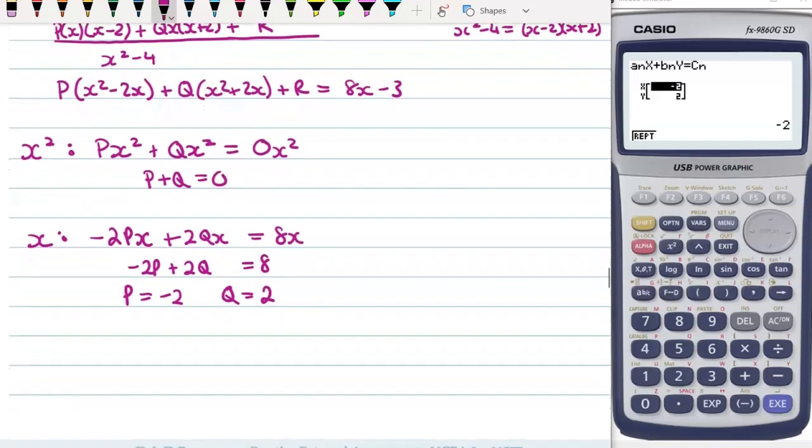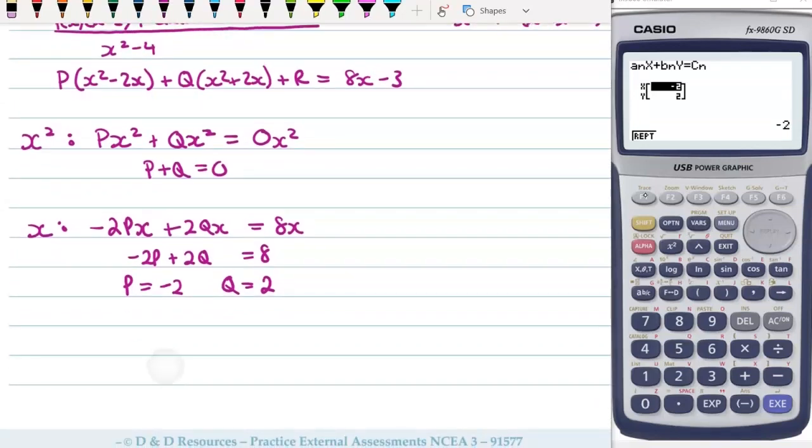And then the last bit is for r. That's looking at the constants of this equation up here. The only constant we've got on the left-hand side is r, and on the right it's minus 3.